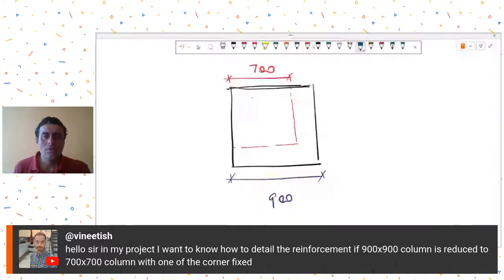So the question that we were taking was regarding this column. Although we are not sure what sort of reinforcement arrangement he wants or that has been provided, it is like this. So I'll just provide a general sense of what needs to be done in such cases.